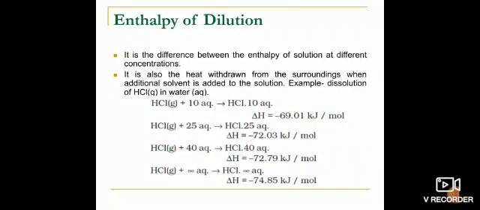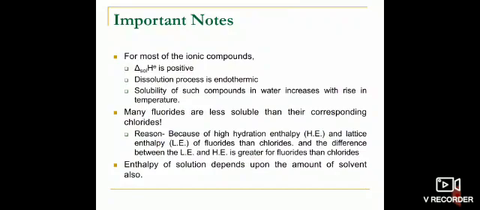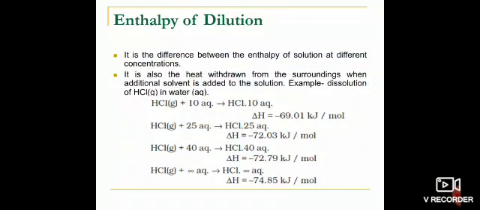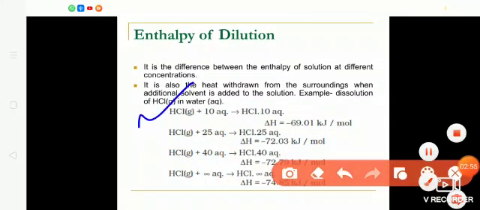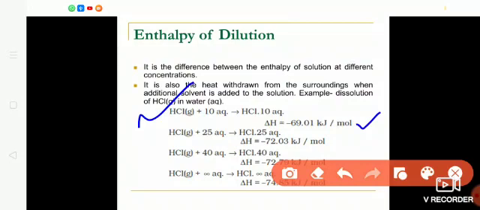Now, coming to the enthalpy of dilution, it is defined as the difference in the enthalpy of solutions at different concentrations. Just now we have mentioned that the enthalpy of solution depends upon the amount of the solvent. So we can see, taking the example of HCl, when this HCl gas is dissolved in different amounts of water, then the enthalpy of solution is also different. As we can see in the first equation, here 1 mole of HCl gas is dissolved in 10 moles of water, and the enthalpy of solution is minus 69.01 kilojoules per mole of HCl.